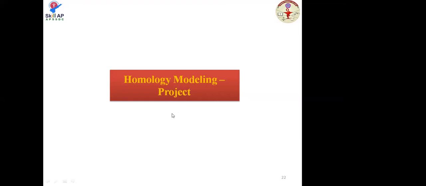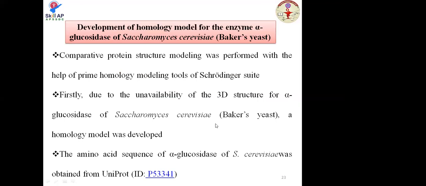This is my first project. The title of the project is Development of Homology Model for the enzyme alpha glucosidase of Saccharomyces cerevisiae, that is Baker's yeast. Here, alpha glucosidase is one of the best targets, or best proteins, for the treatment of diabetes. As we know, diabetes is one of the global burdens. There are a number of drugs for treating diabetes, but they have their own limitations as well.